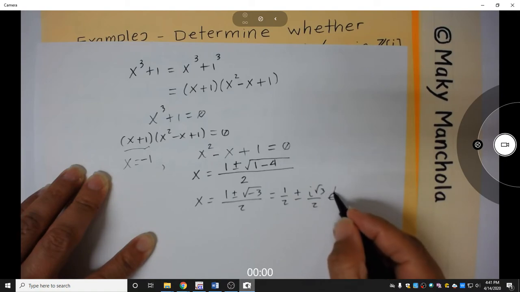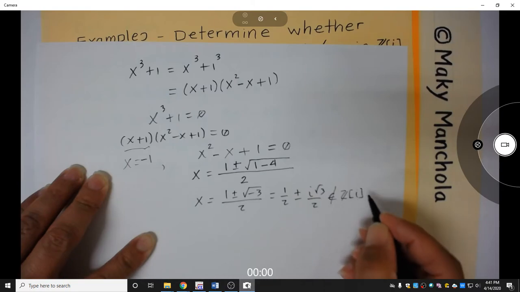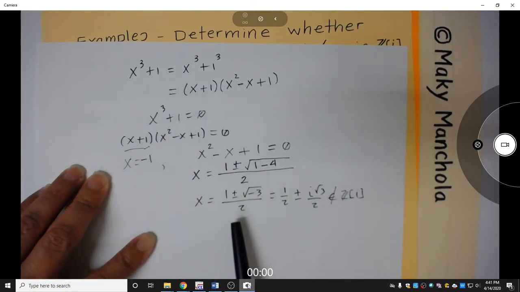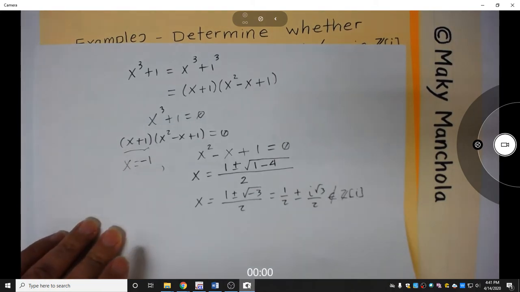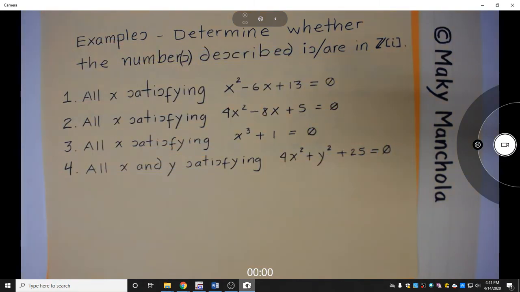So to answer our question, are all x satisfying this equation Gaussian integers? The answer is no, because some of the solutions were not Gaussian integers. Do note that one of the solutions does happen to be a Gaussian integer, but as a whole, the answer is negative.